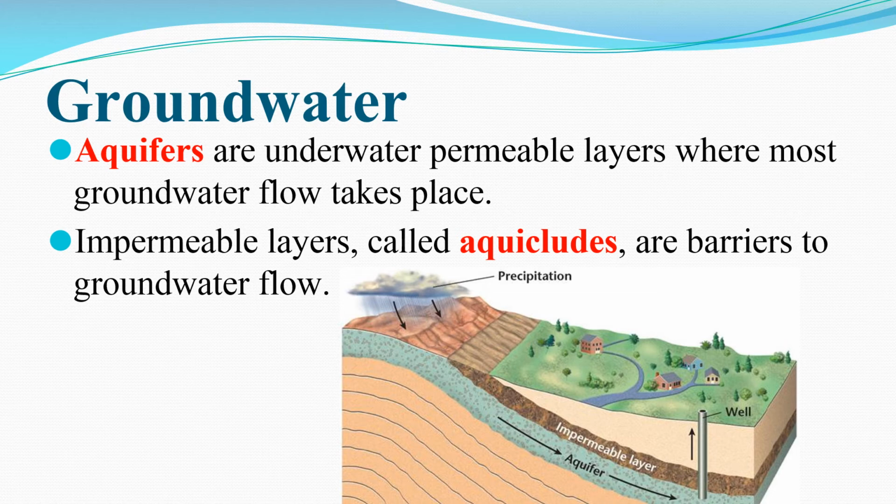Aquifers are underground permeable layers where most groundwater flow takes place. As you see here in the picture, it's right up under the impermeable layer, and then you see the wells and the little houses and where the water comes from. The impermeable layers are also called aquicludes, which are barriers to groundwater flow.